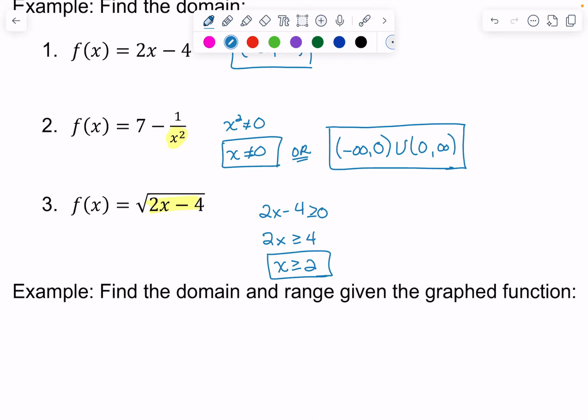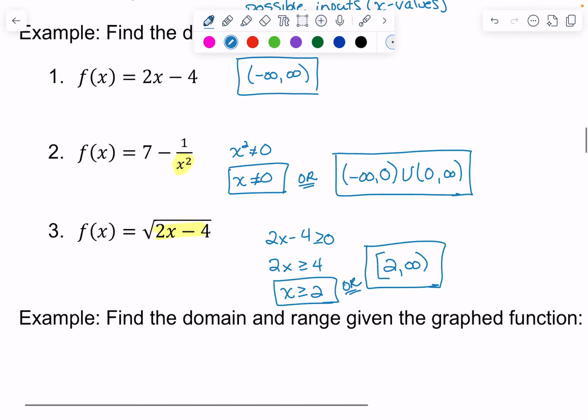If I want my interval answer, I'm going to go from 2. X is greater than or equal to that, all the way up to infinity. The infinity always has a parentheses. Since x can be equal to 2, I'm going to use that bracket there next to the 2. So this right here is my interval notation. Okay? Perfect. Hopefully those make sense now.